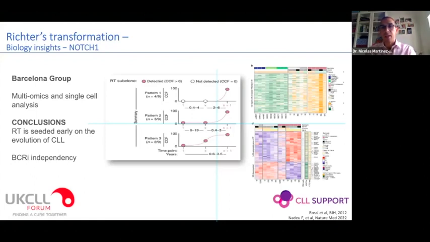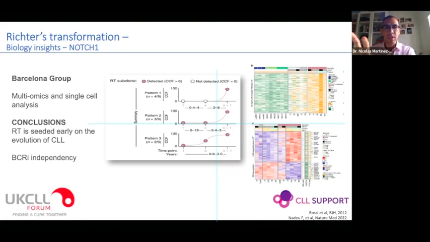Basically, even though they were able to identify these cells early on in the development or the natural history of the CLL, these cells were characteristically, in their epigenetics and gene expression and everything, what was found later on in Richter's disease. So there weren't very many changes except for some additional mutations that they acquired.